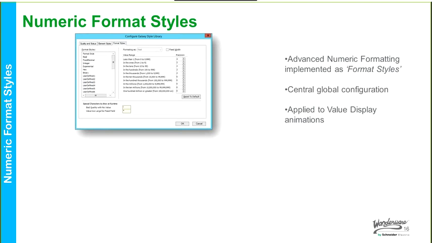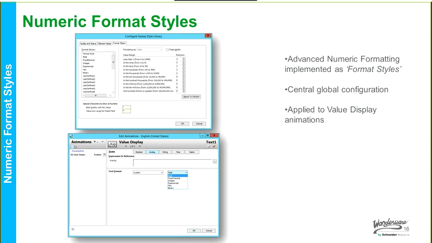There is also a set of already predefined format styles, but you can naturally also create your own by going into the user-defined styles. On the symbol itself, when you go to value display, then you select underneath the text format what element style you want to use for this value display.